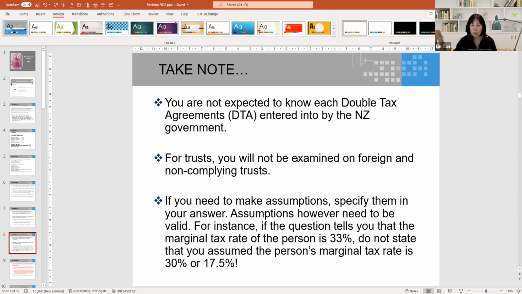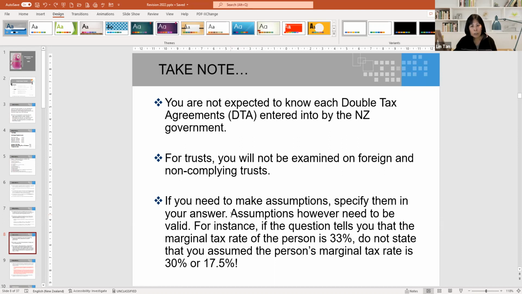Then we move on to trust under business structures. And I have mentioned to you all that our focus is on compliant trusts. We did not touch on foreign and non-compliant trusts. So obviously, you will not be examined on foreign and non-compliant trusts.